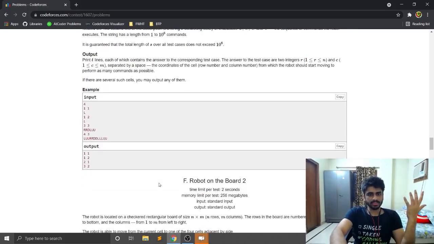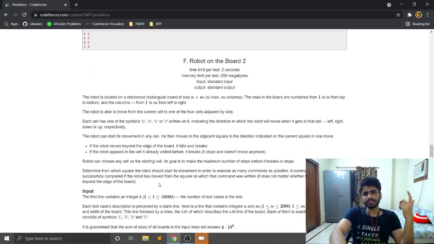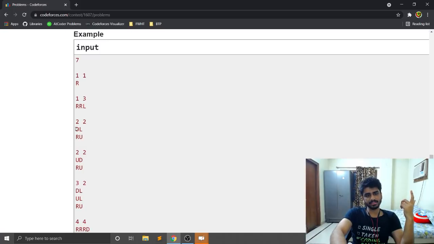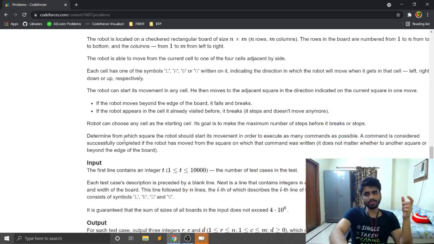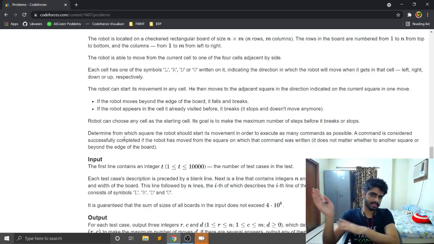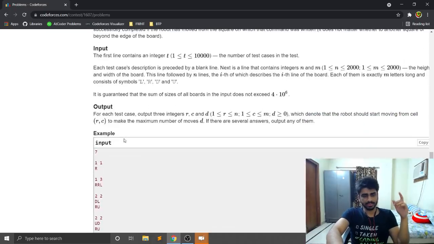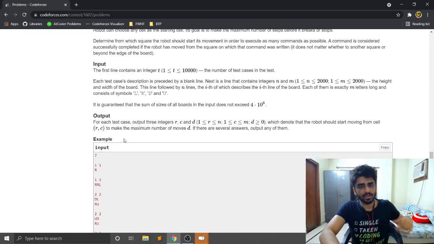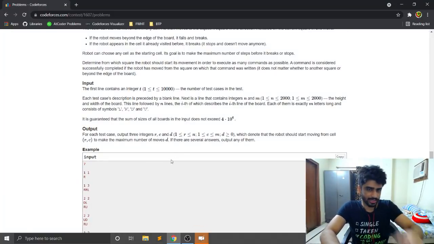So yeah, this is the E problem, and F problem is a little bit different. In this one, we are given a grid and there is L, R, U, D, etc. written in the grid cells only. And what we want to do is we never want to go outside the grid, and we never want to visit a cell that we have already visited. And we want to find the maximum number of moves that you can do.